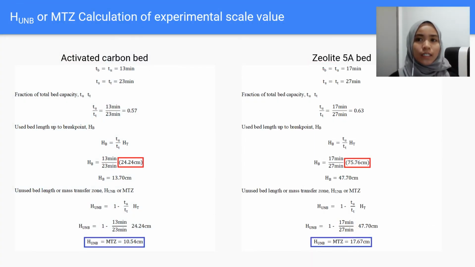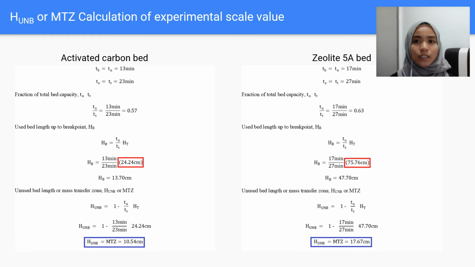Here is the MTZ calculation for both activated carbon and zeolite adsorbents. The bed length of activated carbon is 24.24 cm and zeolite 5A is 75.76 cm. From the previous breakthrough curves, the TU and TT are obtained, where for activated carbon the TU is 13 minutes and the TT is 23 minutes. Meanwhile, for zeolite 5A, the TU is 17 minutes and the TT is 27 minutes.